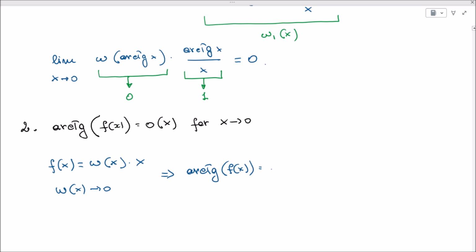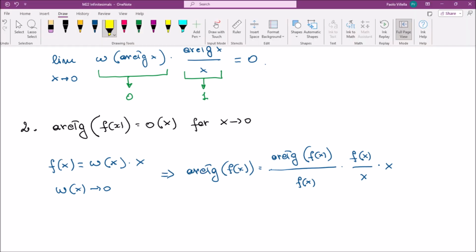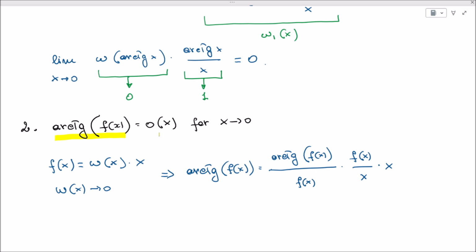Okay, so we can rewrite this as follows. Arctangent of f of x divided by f of x. Then we again write f of x divided by x, and then we multiply by x. Why am I doing this? Because remember that we would like to prove that arctangent of f of x is equal to little o of x. So I've just re-expressed this as a product of this function, which is going to play the role of a new omega 1 of x times x.